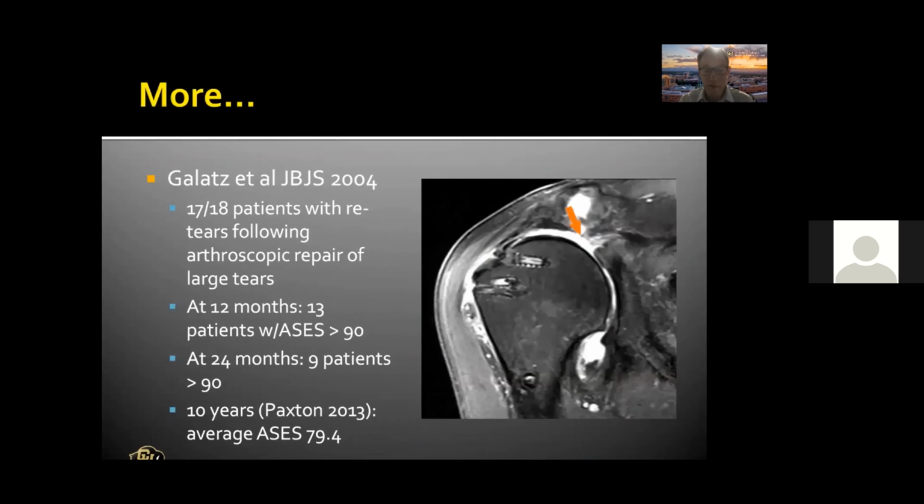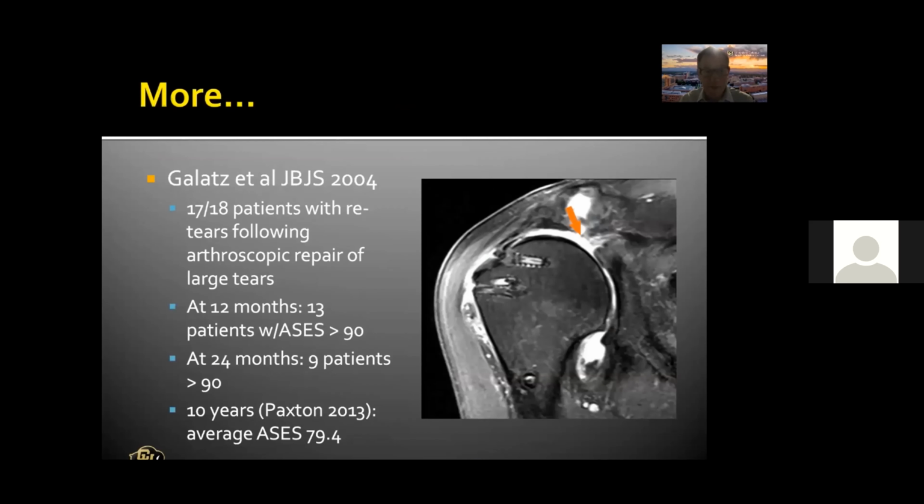So here's a study that was published a while back in JBJS. It looked at 18 patients with large tears following rotator cuff repair, and 17 out of these 18 patients had a re-tear of the rotator cuff or lack of healing of the rotator cuff, and their functional scores, their patient-reported outcome scores, decreased as time went on. So initially they did okay, but as time went on, those scores decreased significantly.